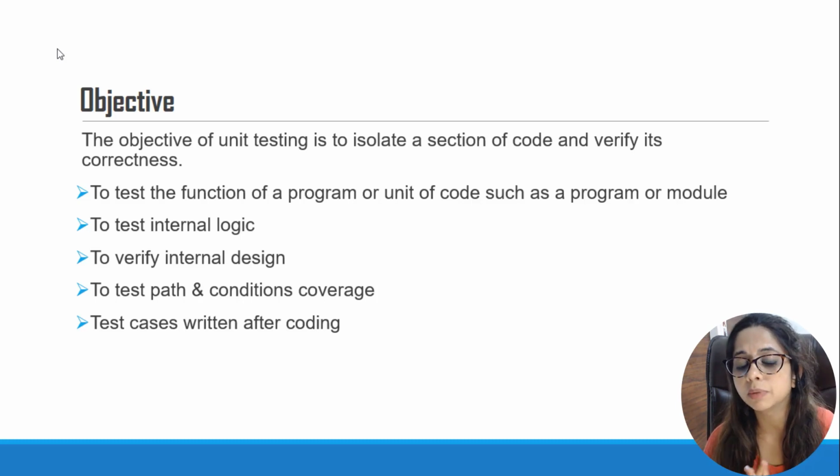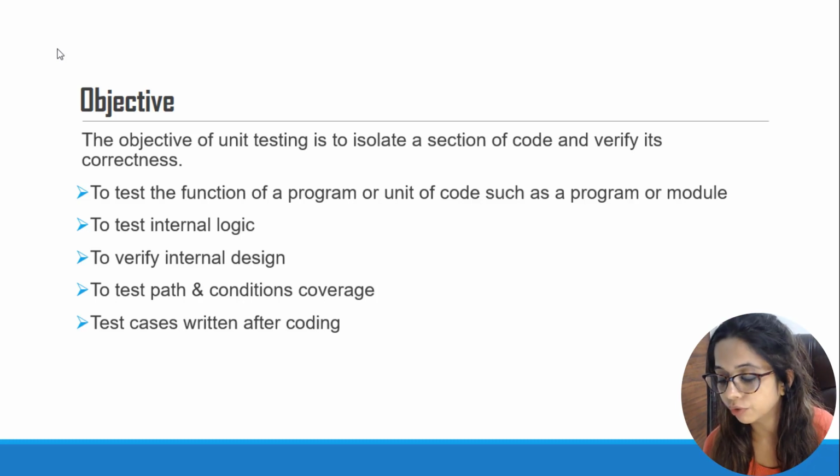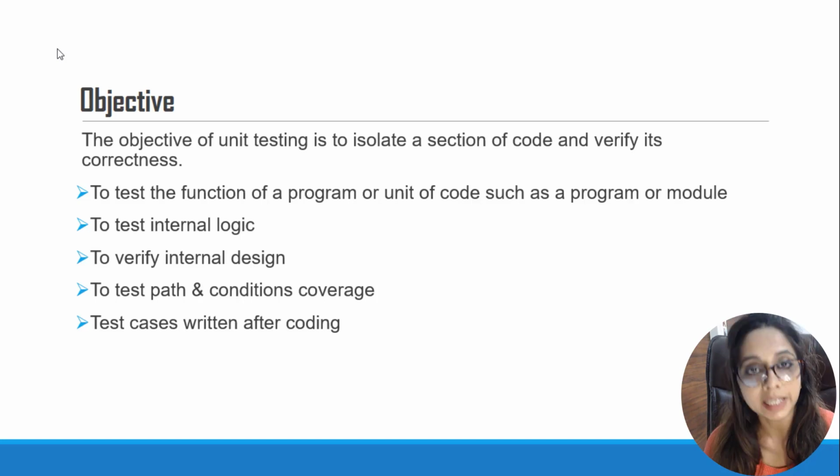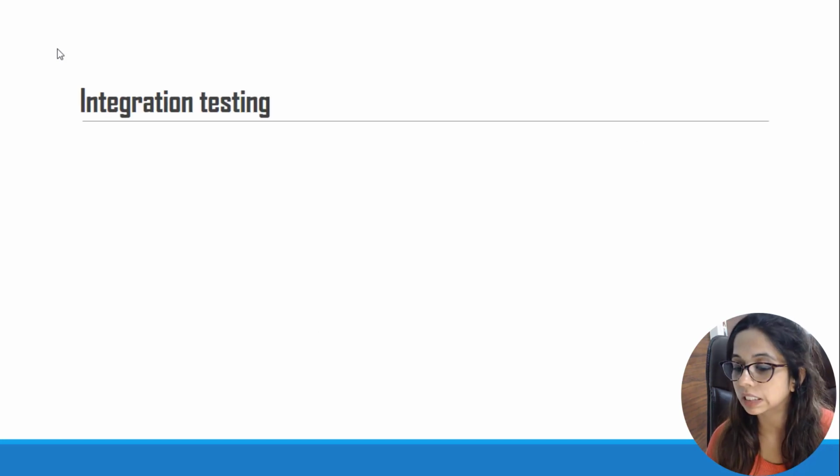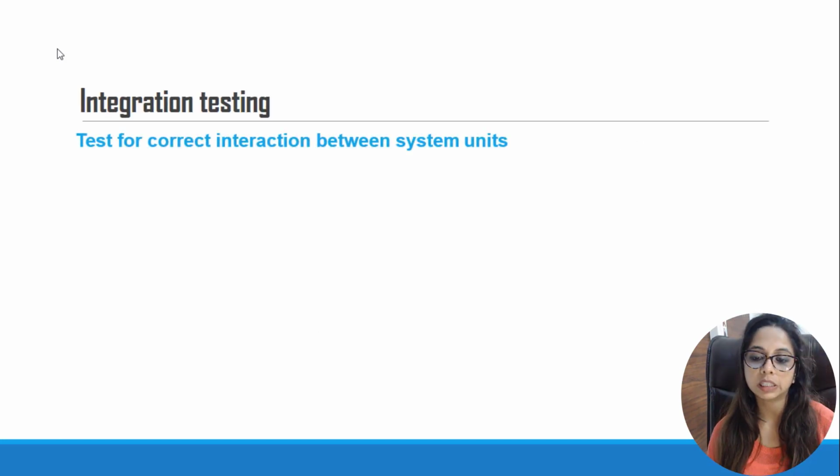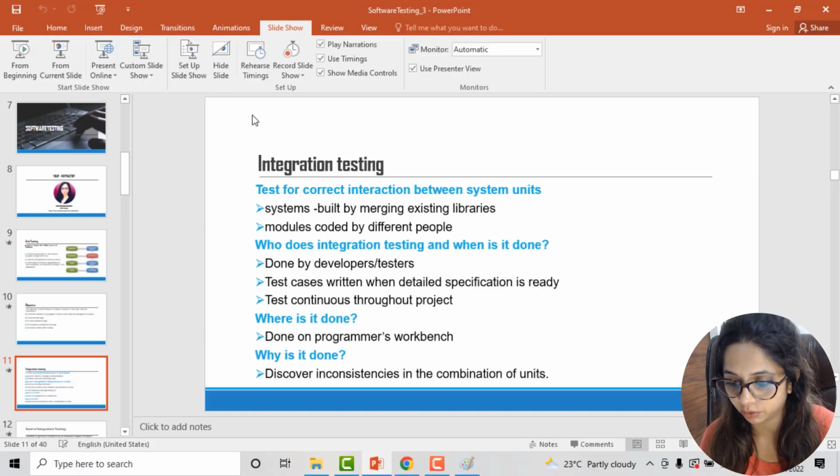So that's about unit testing, guys. We'll move forward and learn the next phase of testing, which is integration testing. Now, to make you understand what integration testing is, I'll quickly show you a diagram so that we get an idea of how unit, integration, system and UAT testing work. And then we'll come back to the PPT again and continue.